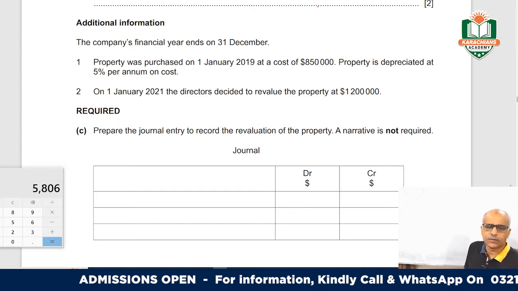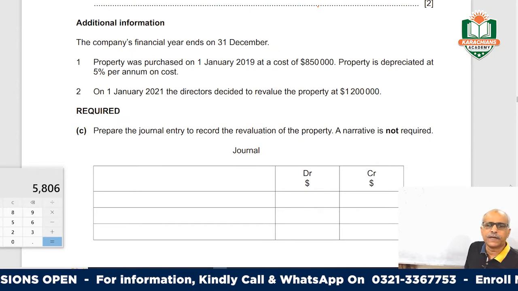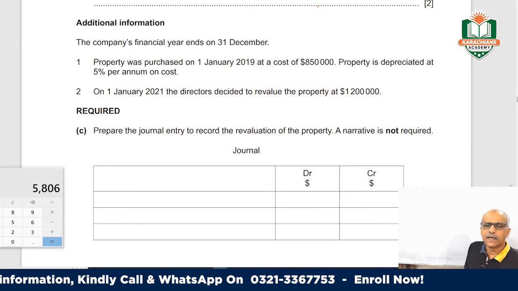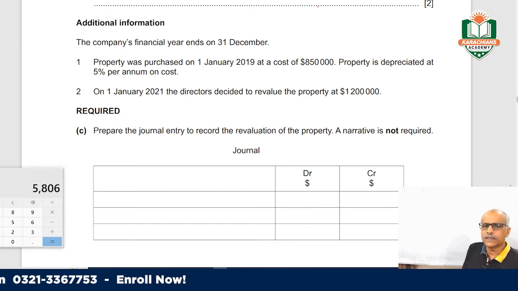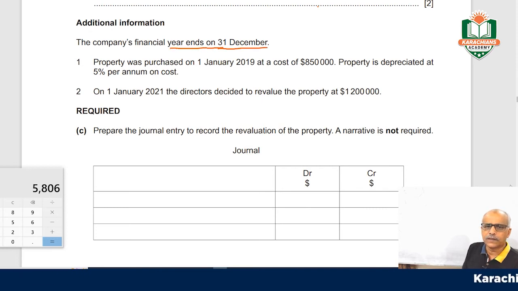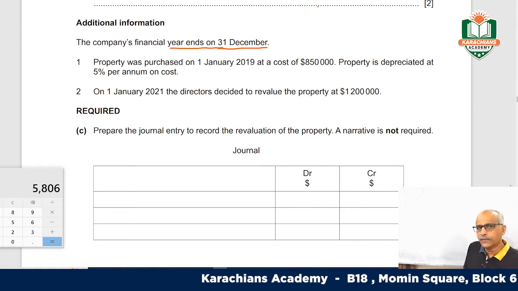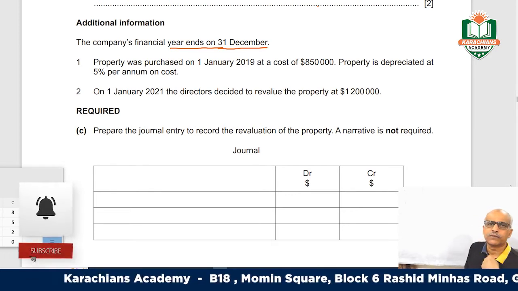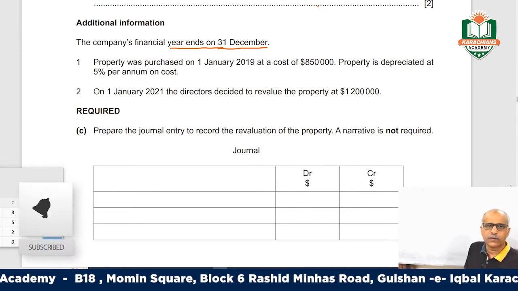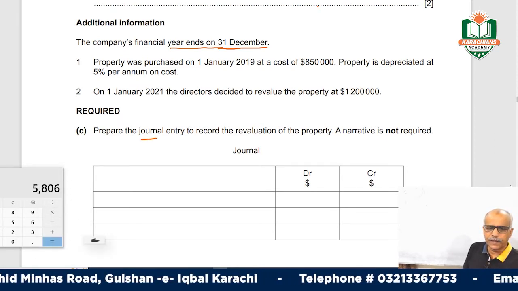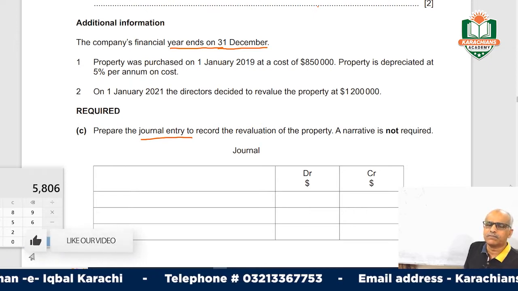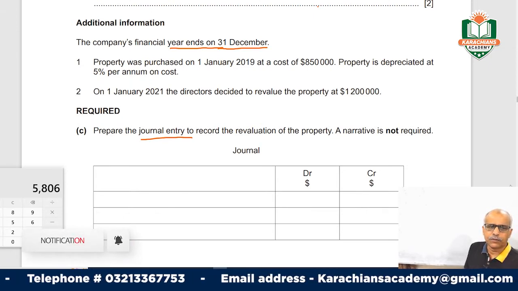Guys, some additional information is given. The company's financial year ends on 31st. Always practice marking the important points, and very carefully read your question. You have to see what the requirement is. They are asking you to prepare a journal entry. It is a very simple question.